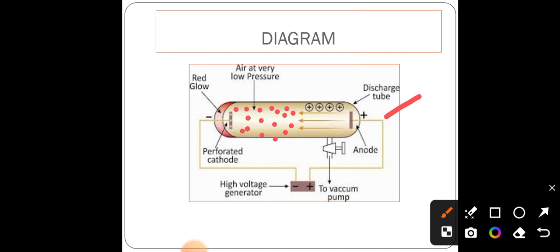Here the gas taken was hydrogen, and there were two electrodes, one cathode and one anode. The cathode was a negatively charged terminal and the anode is a positively charged terminal. The cathode was perforated, meaning there were holes in the cathode so that the anode rays could easily pass through them and Goldstein could study the rays. Behind the cathode was a thin beam of fluorescence.